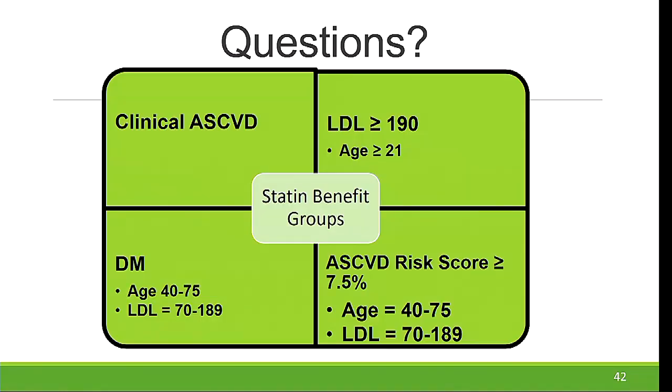All right. So we talked about clinical ASCVD, LDL over 190, diabetes, and ASCVD risk score over 7.5%. So you only have to use one of the high risk ones. She asked if you only have to meet one of them, and that's it. Yes, ma'am.